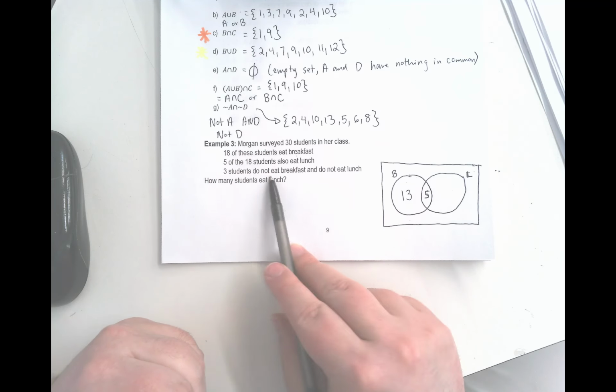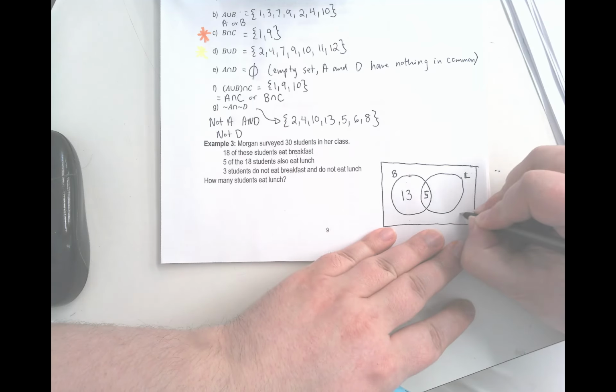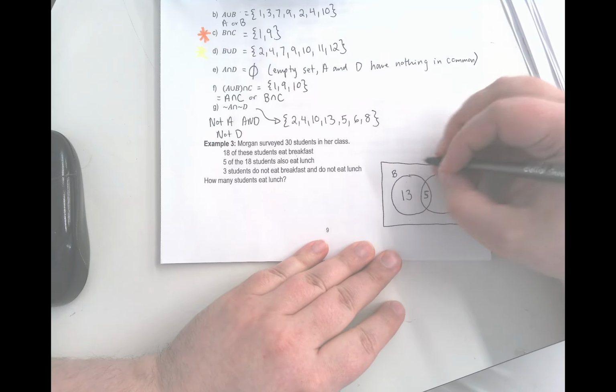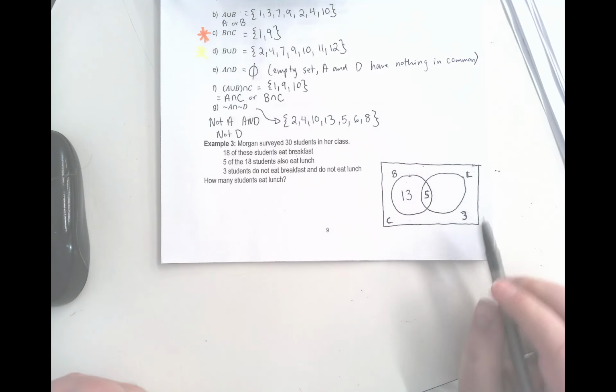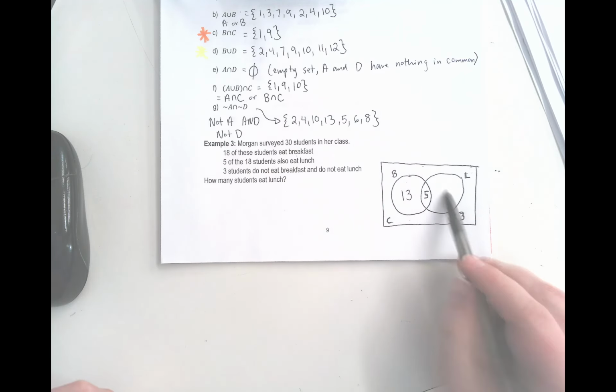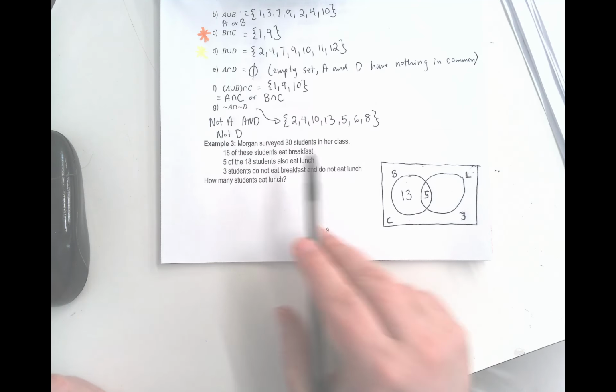We also know that 3 students do not eat breakfast or lunch. So there are 3 students that don't belong in either category. They're still part of the class, so we can call this set the universal set C for the class. We know that 3 students in the class are not part of the breakfast group or the lunch group. And then the question is, how many students eat lunch?